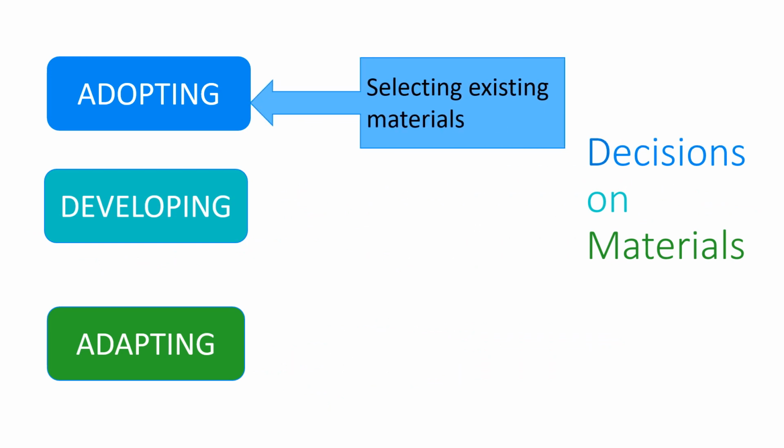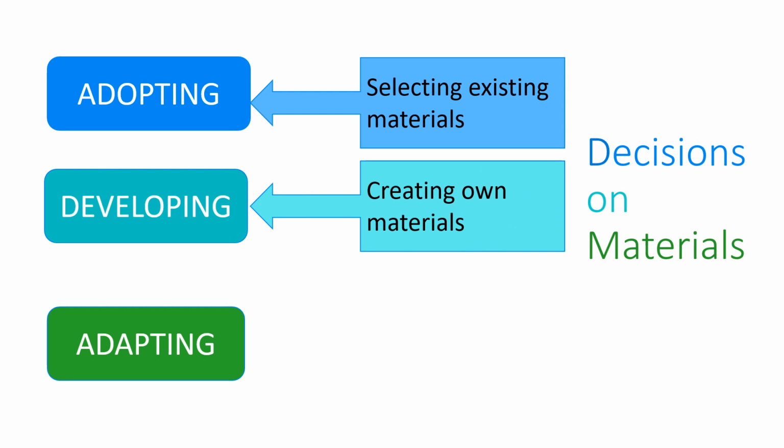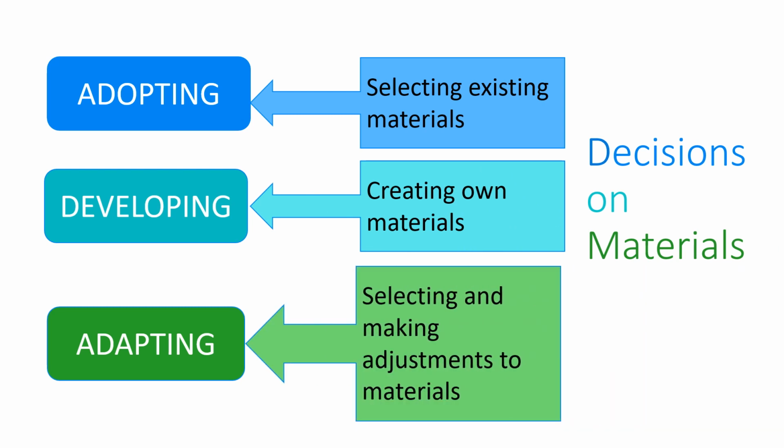It is to select existing materials and using it wholesale. While developing means creating your own materials from scratch. And adapting means selecting the existing materials and making adjustments to them.